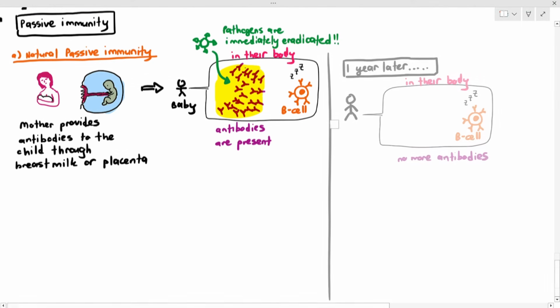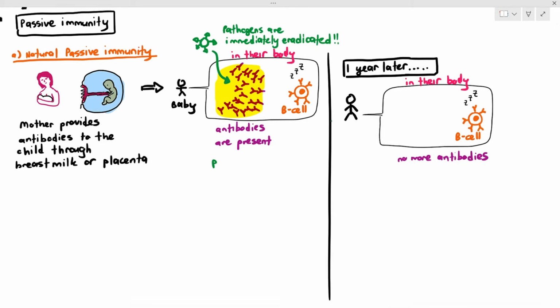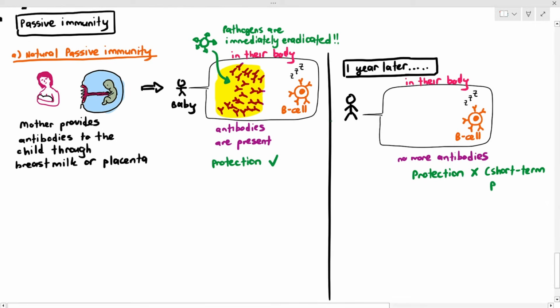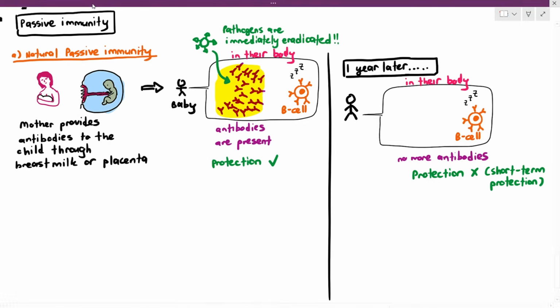But let's say 1 year later, if that child is infected, look at 1 year later, the child was no longer breastfed. So will they have antibodies in their body? No, they will not have any more antibodies. Are they protected against the same type of pathogen? No, they are not, technically. So if the pathogen enters the body in the future, they will fall sick. They will have to fall sick. Their own B cells will have to respond, undergo clonal selection, clonal expansion, and produce the plasma cells. That's going to take time, basically.